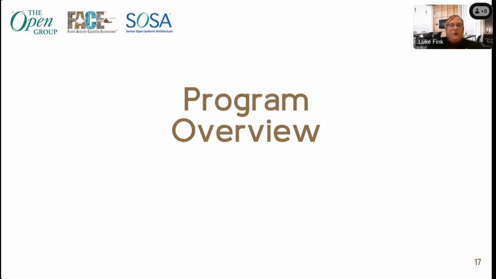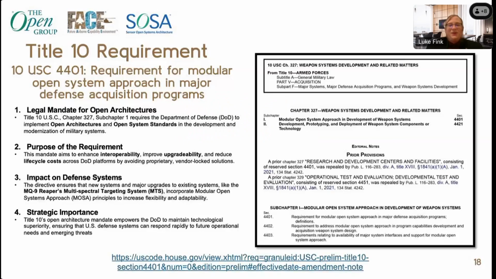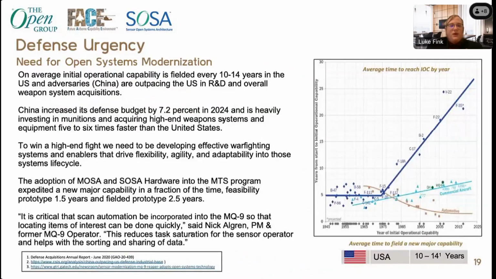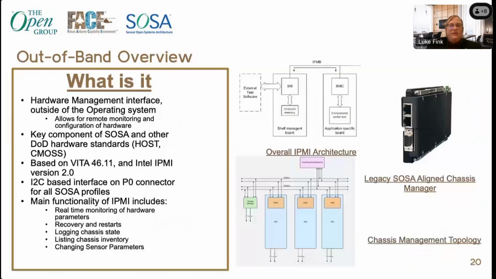Just an overview real quick. I know this is preaching to the choir a bit, but just a reminder that open systems in general is something that is mandated by the Title X requirement and is urgent for open systems modernization to keep United States capabilities advancing in comparison to the worldwide field. Just keeping this in mind when discussing the mindset behind the desire to open source as much of SOSA systems as possible. So an overview of out-of-band system management or out-of-band chassis management.